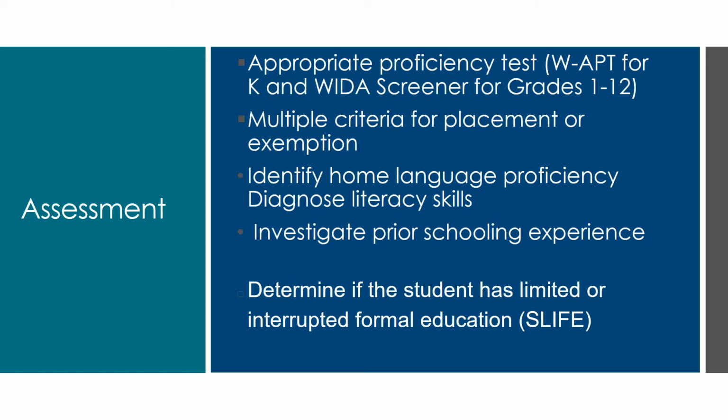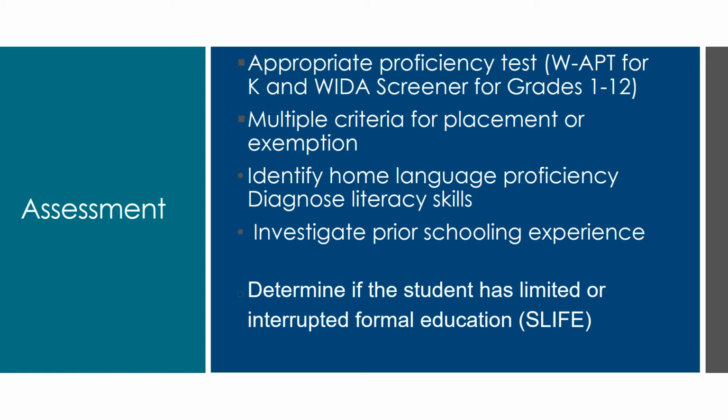But there are also other criteria that I need to look into in order to place the student in the program or exempt the student from the program. So I need to identify the home language proficiency, how proficient the student is in his home language, and if possible, find out the literacy skills that the student has in the first language. That is very, very important information. In some instances, there's also a short test for math skills.